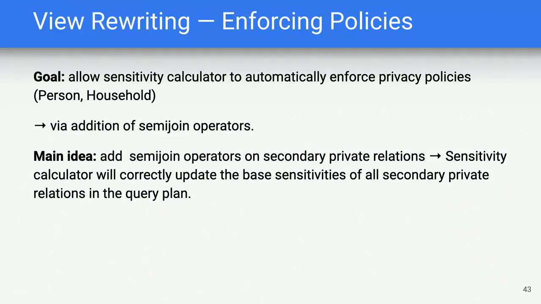And here the main idea is that we have this view rewriting module that runs before the sensitivity calculator, takes as input the query plan, and outputs an equivalent query plan such that when the sensitivity calculator runs, we'll compute the correct sensitivity. And it does so by adding semi-join operators whenever a secondary private relation appears. Okay, so by adding these semi-joins, essentially the sensitivity calculator updates the base sensitivity for these tables correctly. Okay, let's see an example.